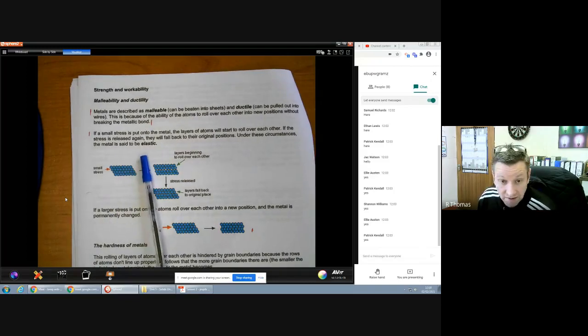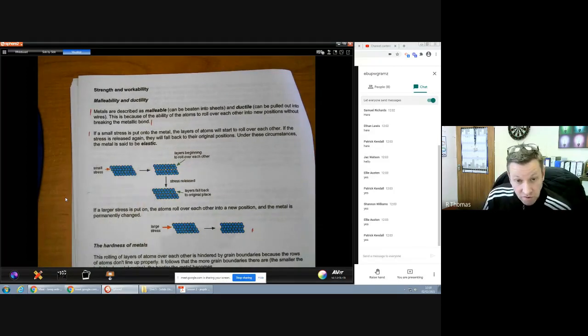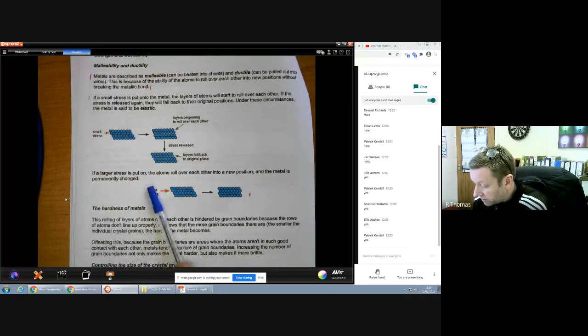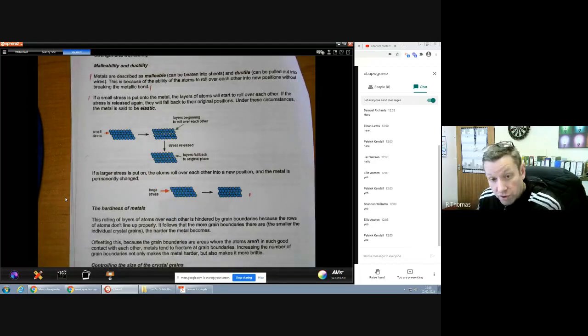This is where it's said to be elastic, right? So it goes back to its original form. That deformation is elastic. However, if a larger stress is put on the atoms, they'll roll over each other and fall into a new slot. And that's where the permanent change of shape occurs, right? Okay.